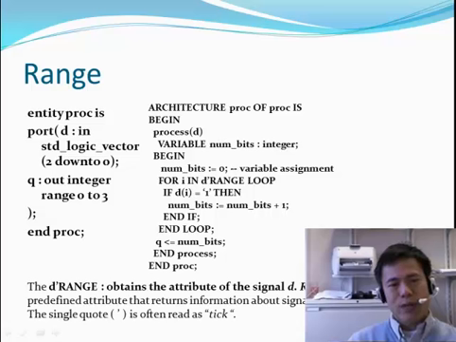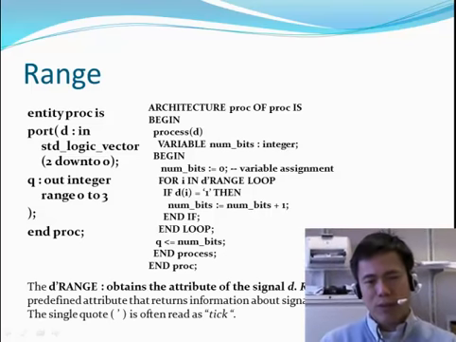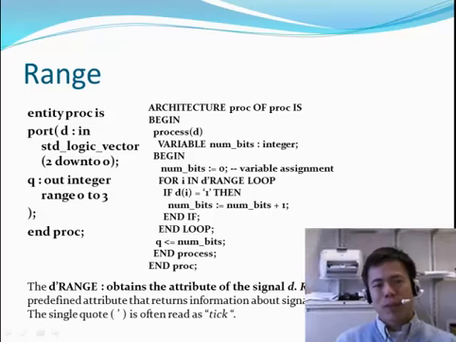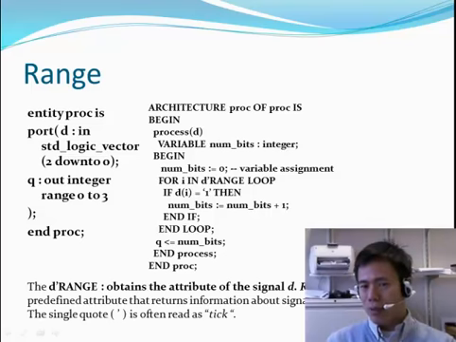This attribute will tell VHDL that we're going to iterate over the range of d from 0 to 3. So in each iteration of this for loop, I will get the value 0, and then the loop executes once. Then I goes to 1, executes once. I goes to 2, executes once. And I goes to 3, executes once. Remember that this is in the process, and all the statements in the process will be executed sequentially.